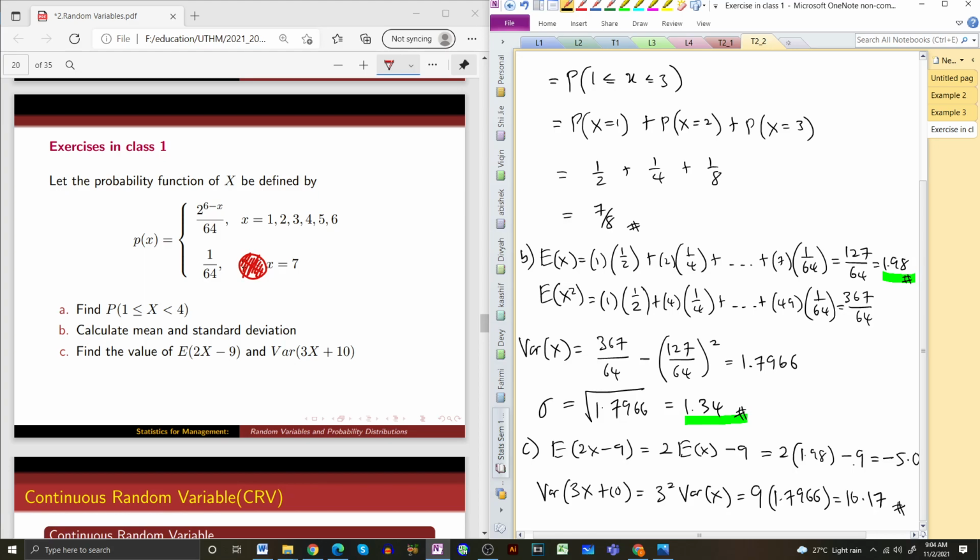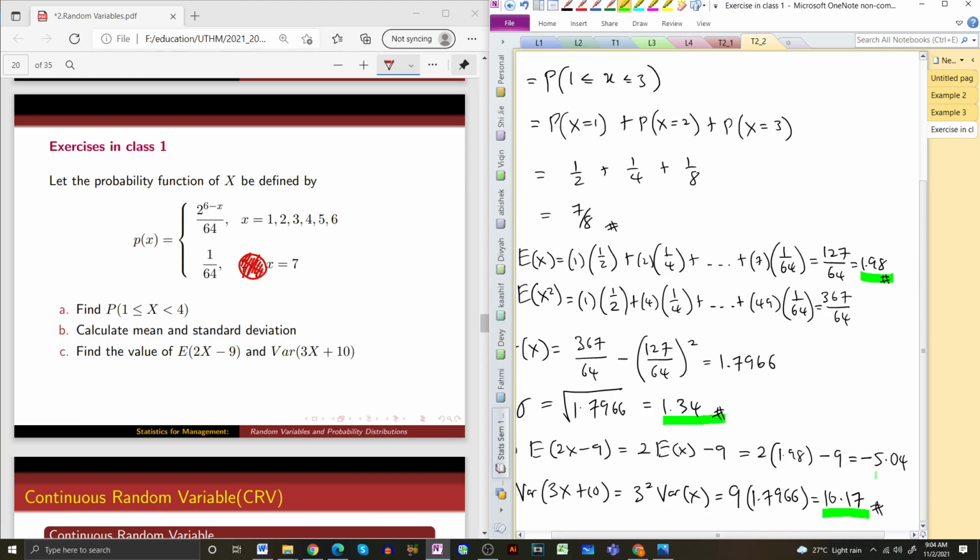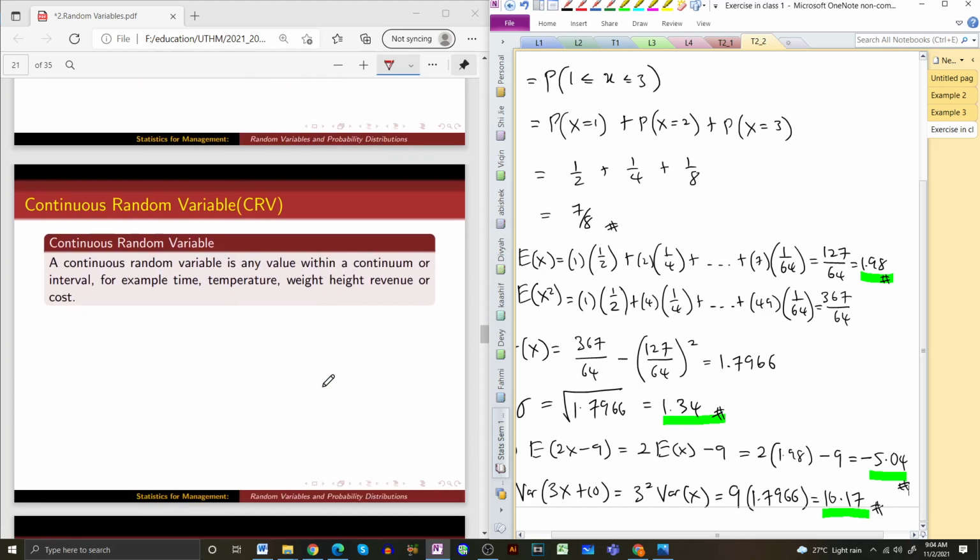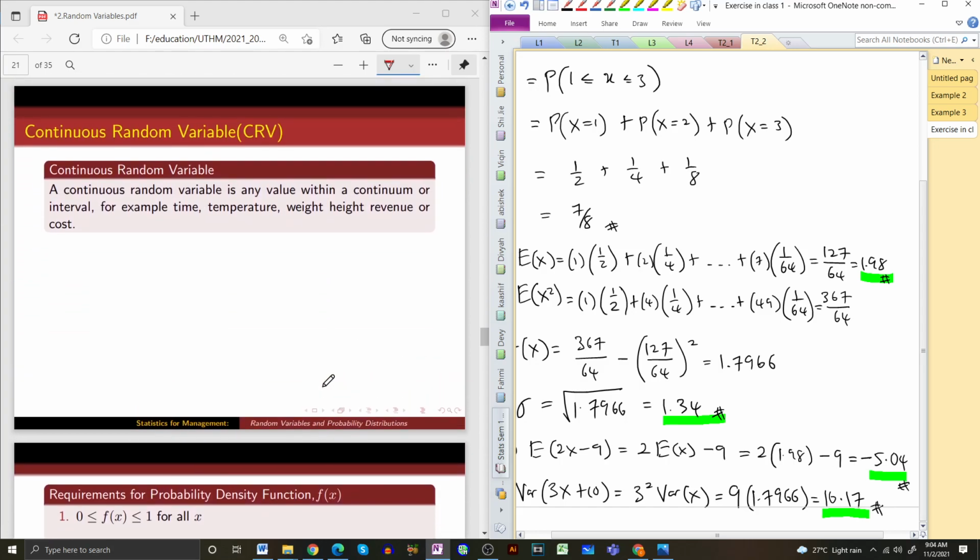So for C, this would be the answer. This one and this one, right? Suppose we have finished discrete now. So let us move on to the other random variable, which is continuous.